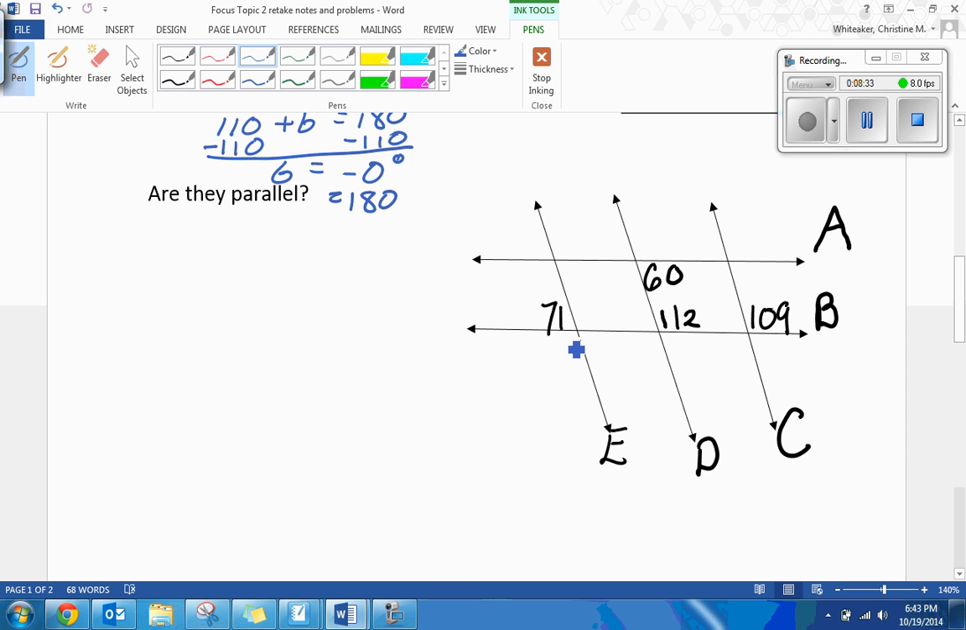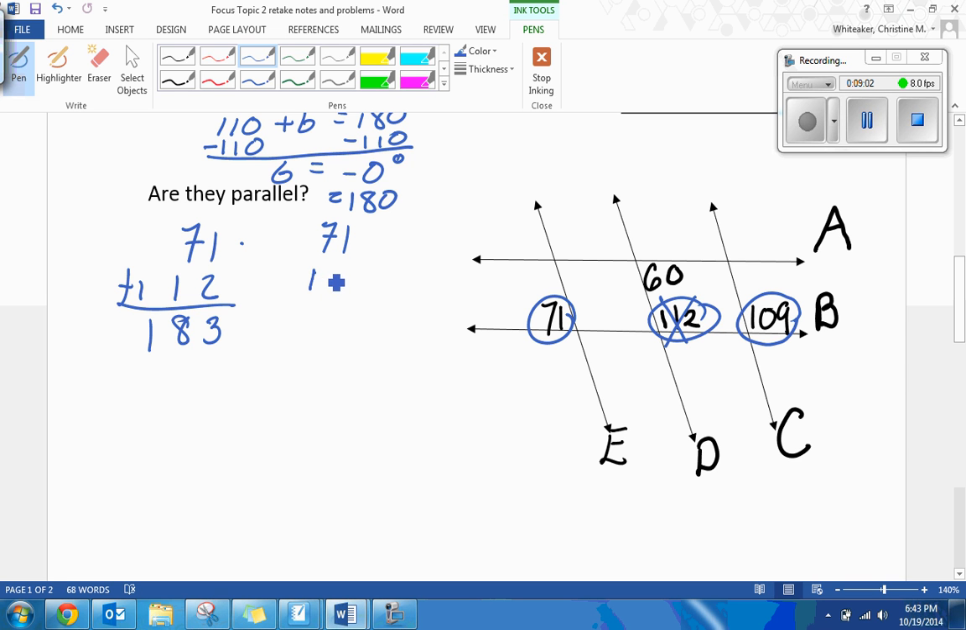So let's try 71 and 112. So 71 plus 112, that's going to give us 1 plus 2 is 3, 7 plus 1 is 8. Uh-oh, and we went over. So it can't be 71 and 112. We need something smaller than 112. Well, 109 isn't that much smaller, but we don't need something that much smaller. So let's try 71 and 109.